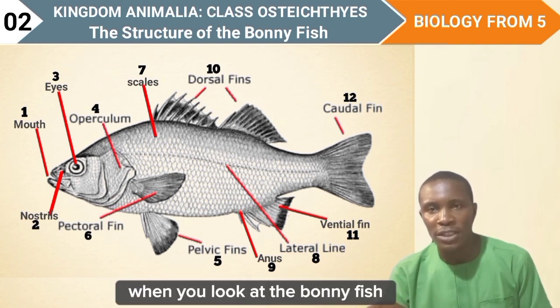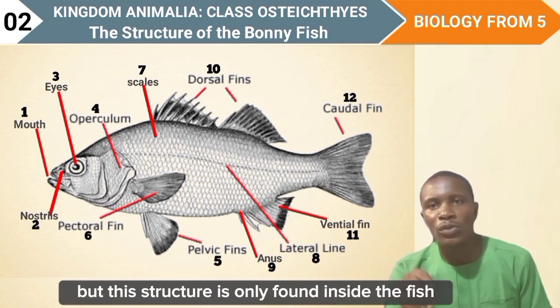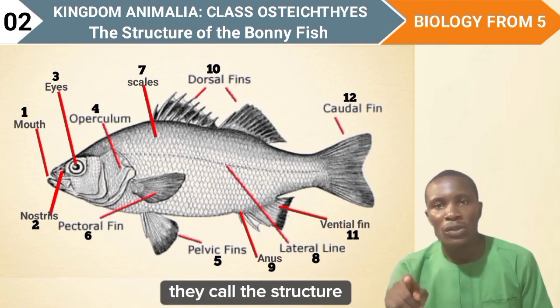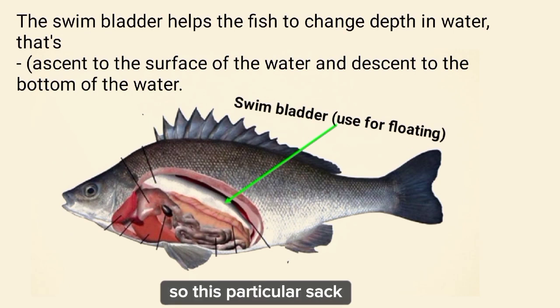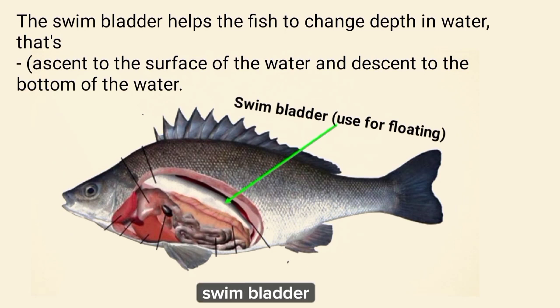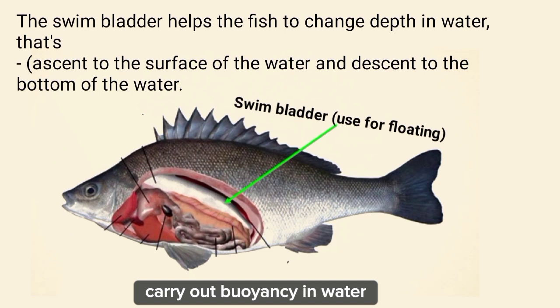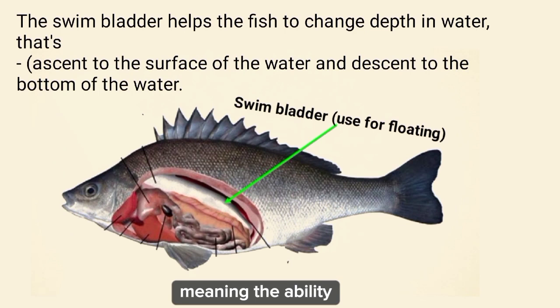When you look at the bony fish, you discover that you see many structures outwardly, but this structure is only found inside the fish. They call this structure the swim bladder. It is an air-filled sac. So this particular sac is specialized in keeping or retaining air. Now, what's the function of the swim bladder? This swim bladder helps the fish to carry out buoyancy in water. Buoyancy simply means flotation, meaning the ability of the fish to stay afloat in water.